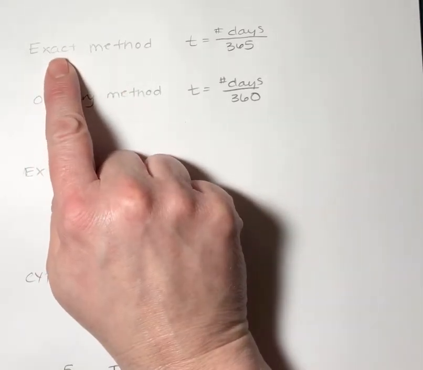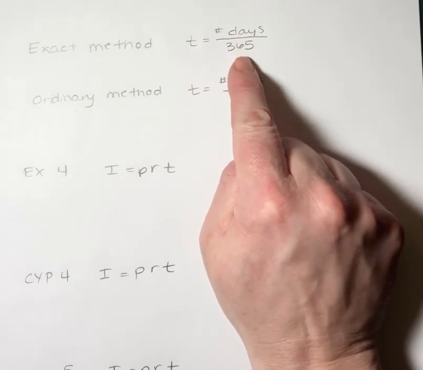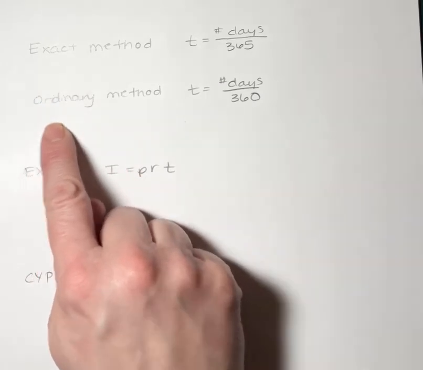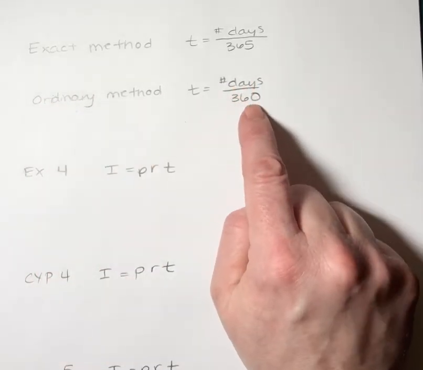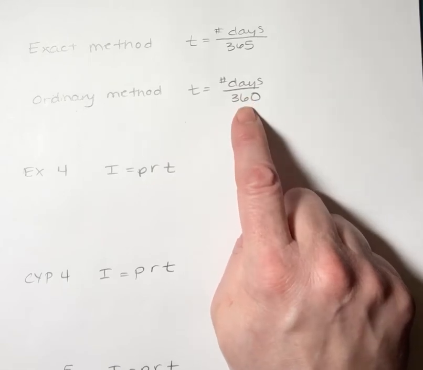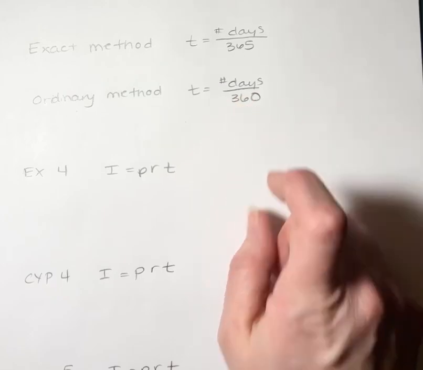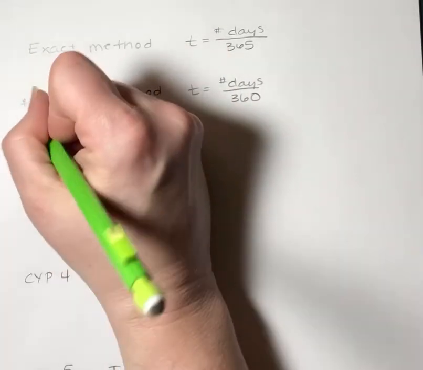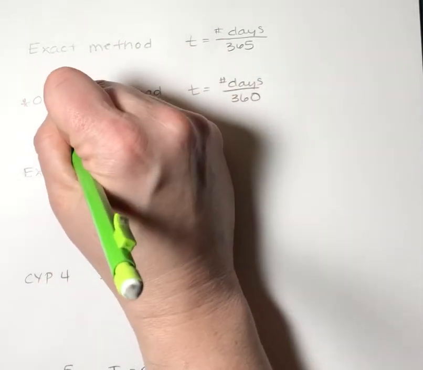There's the exact method, where the time is equal to the number of days divided by 365, or there's the ordinary method, which is often used by the banking world, which is the number of days divided by 360. Again, that 360 is that there's roughly 30 days in every month. 30 times 12 is 360. That's where that is coming from. We are going to use this method unless otherwise stated.